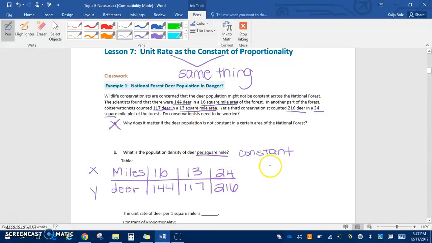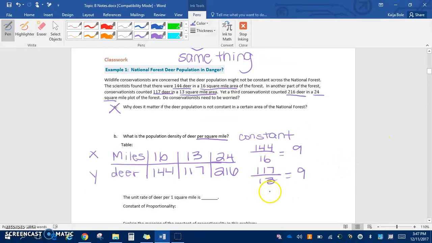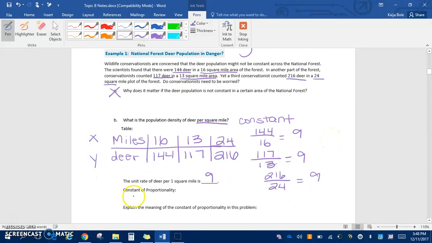So now we need to find the unit rate. We're going to do y over x, so 144 over 16, which if you put that in your calculator is 9. 117 over 13, when you plug that in, also gets you 9. And then 216 over 24, which will also get you 9. So we know that the unit rate of deer per 1 square mile is 9, which means that our constant of proportionality is k equals 9.